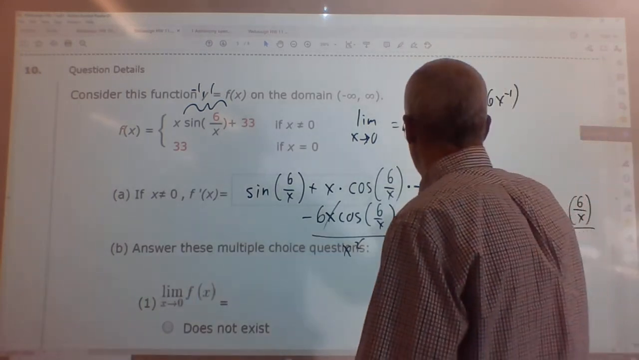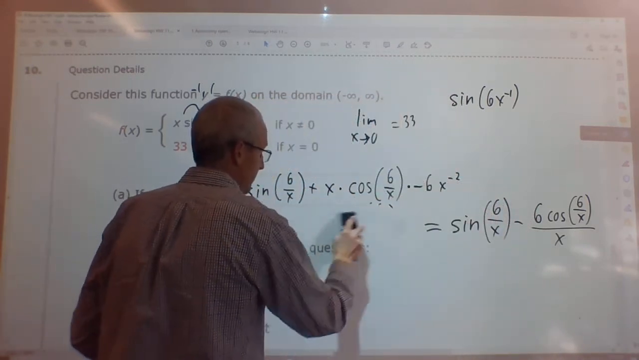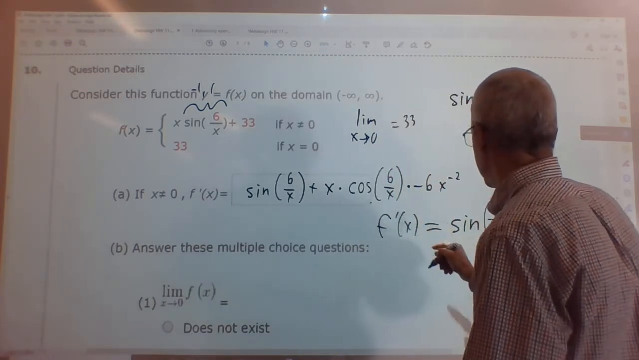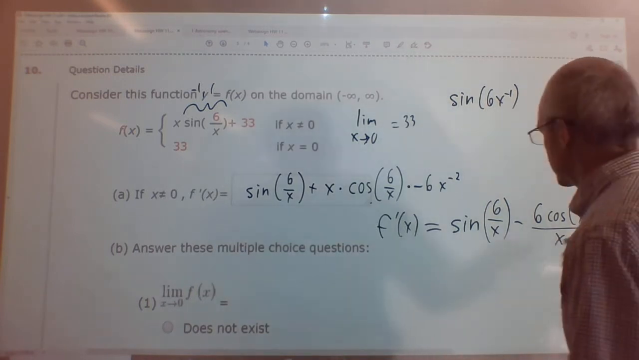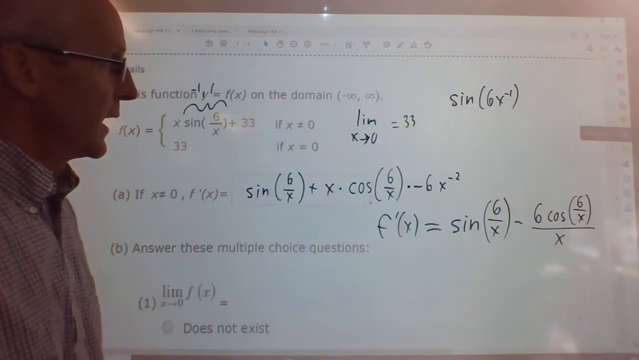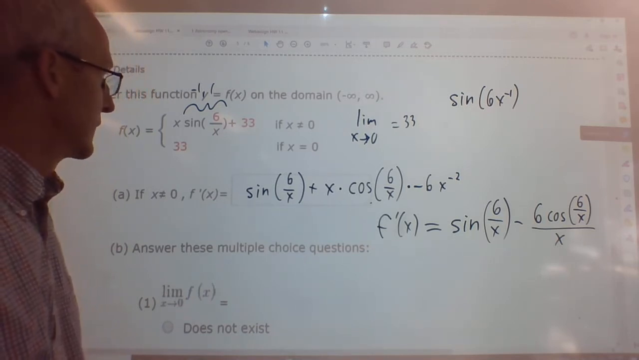Okay, that's the derivative. That's f prime of x. So I'm going to erase all this here because we have our answer. That is f prime of x. Our derivative is sine 6 over x minus 6 over x, 6 cosine 6, yes. Okay, so we had to use the chain rule and the product rule to get that, and I think that's right.